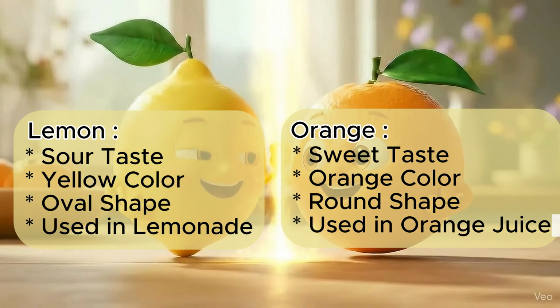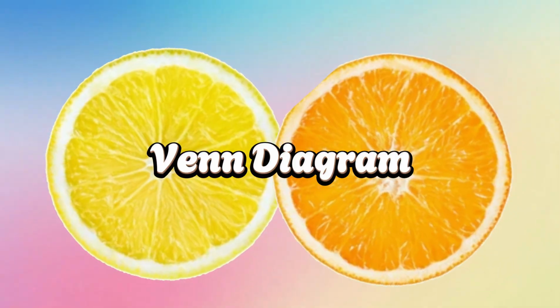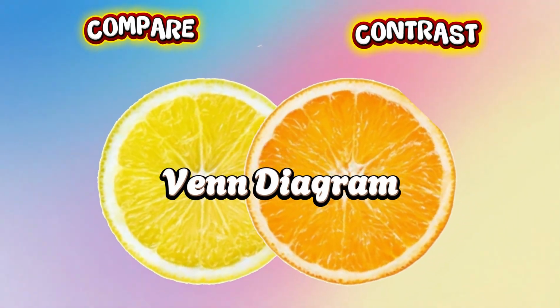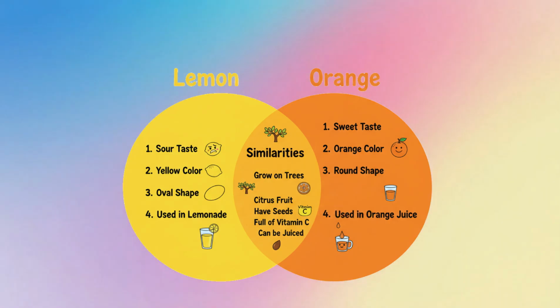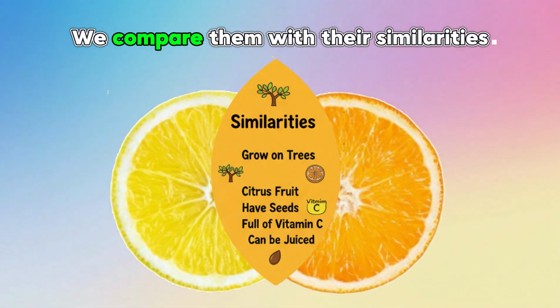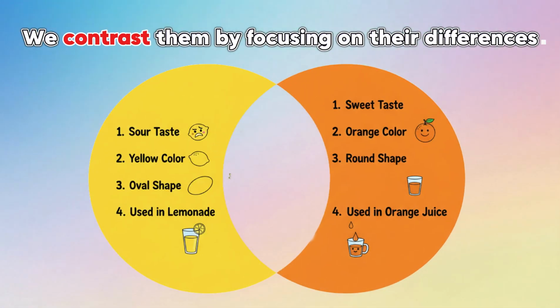We can easily show compare and contrast in a Venn diagram. A Venn diagram is two intersecting circles, where the intersecting part shows similarity and the two other parts show the difference. And here we compare them with their similarities and contrast them by focusing on their differences.